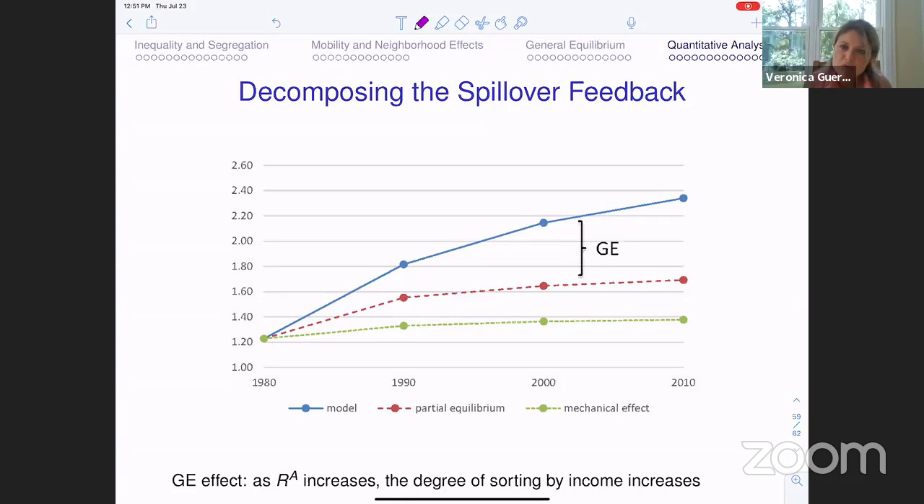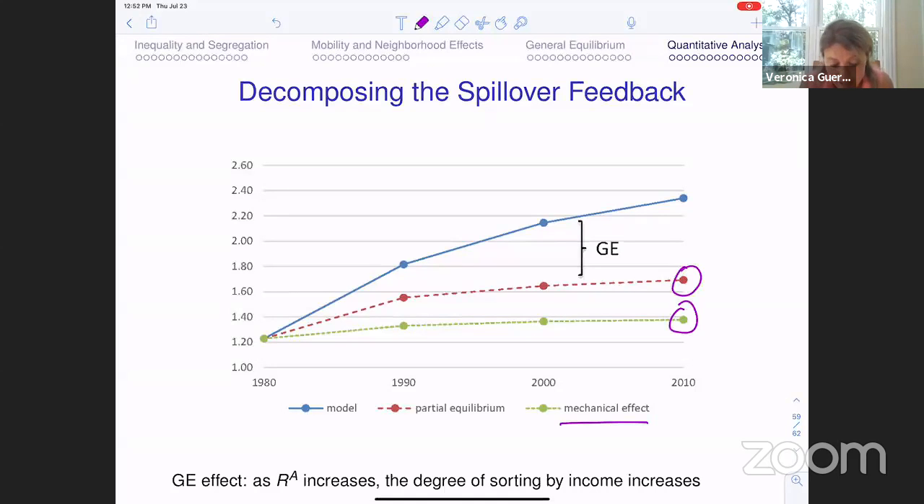But how much of this increase in the gap is really due to the general equilibrium effect? Because there is also a mechanical effect that generates an increase in that spillover. Think about it: richer people live in A, poorer people live in B. If there is more inequality, the richer people become richer and the poor people become poorer. If the average income of the families that live in the neighborhoods affects the spillover, this naturally creates an increase in the gap in the spillover. This is a mechanical effect, and this is the green line.